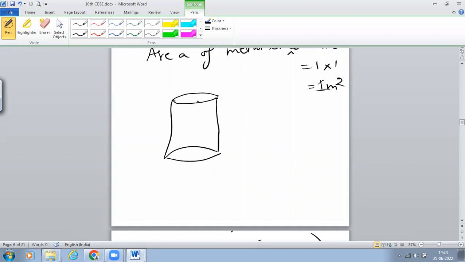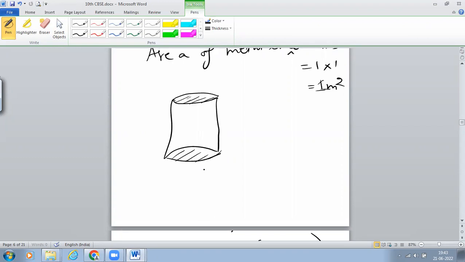Because if it is a hollow cylinder, it means the top and the bottom are open. There is no need to calculate the area for the top and bottom; we only have to find the curved surface area. But nothing is mentioned here, so I will consider this as a closed cylinder. Closed means the top is closed, and the bottom is also closed. Likewise, I'm considering. Now we have to find the area of this cylinder.